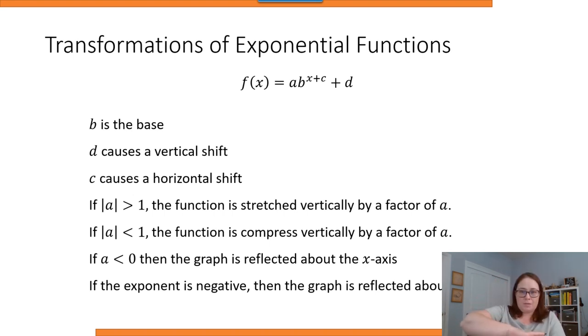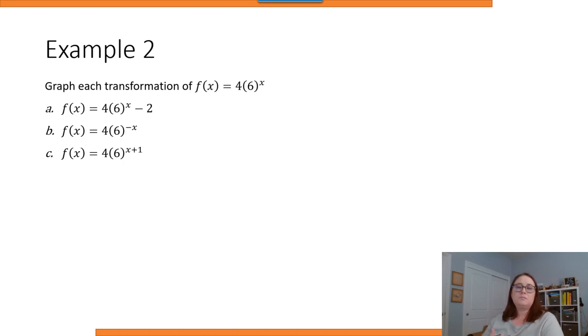So it'll be flipped down about the x-axis. If the exponent is negative, then it will be flipped about the y-axis. Okay, so think about it rotating about the y-axis. So let's look at some examples with this, where we take that last function, 4 times 6 to the x, and we mess with it a little bit more. So I'm going to graph each one of these translations.